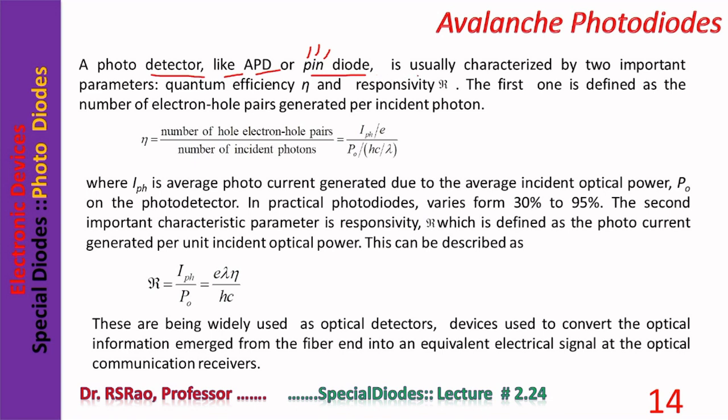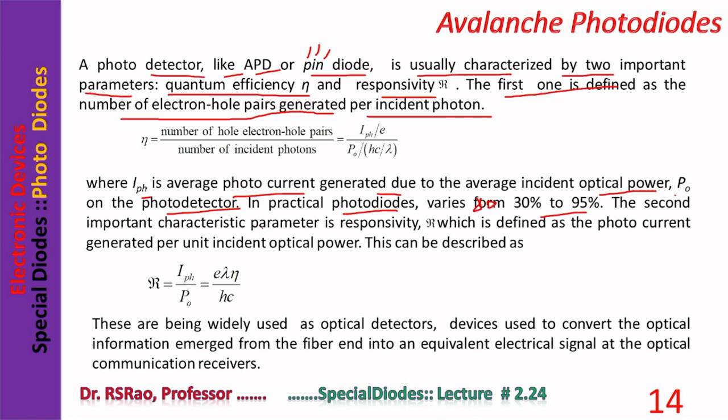A photodetector is usually characterized by two important parameters: quantum efficiency and responsivity. The first one is defined as number of electron-hole pairs generated per incident photon. It is given by number of electron-hole pairs divided by number of incident photons, I_PH by e by P naught by hc by lambda. Here I_PH is average photocurrent generated due to average incident optical power P naught on the photodetector. In practical photodiodes, it varies from 30% to 95%.